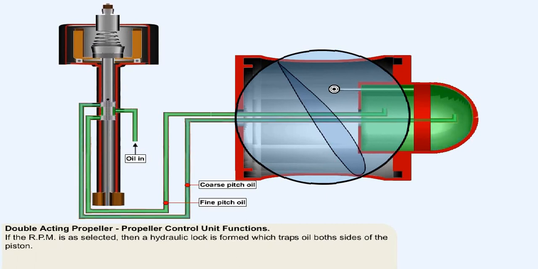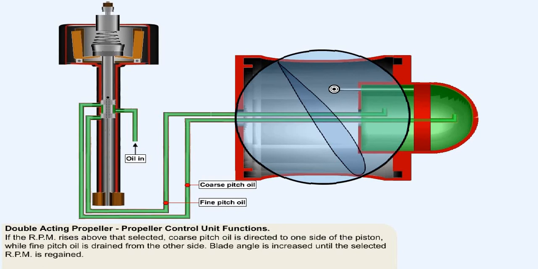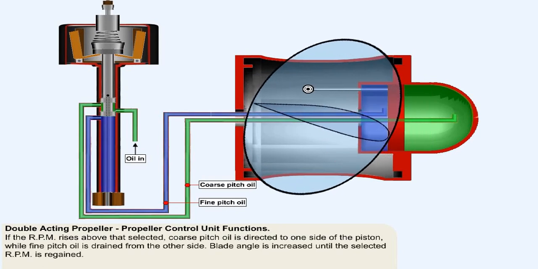If the RPM is as required, in other words the propeller is on speed, then a hydraulic lock is formed which traps oil both sides of the piston, maintaining the blade pitch constant. If the propeller is overspeeding, then the flyweights will be forced outwards by centrifugal force, compressing the speeder spring and allowing the landed valve to move upwards. This will simultaneously allow coarse oil to be ported to one side of the piston and fine oil to drain back into the engine from the other side. The piston will move to coarsen the blade pitch, causing a decrease in RPM.